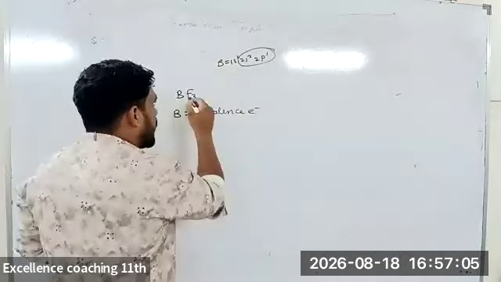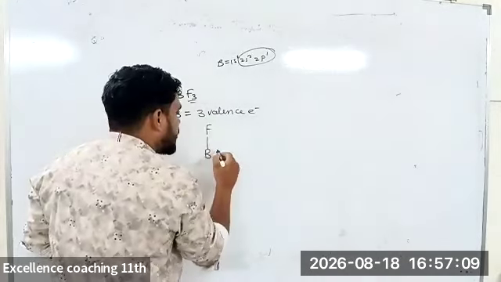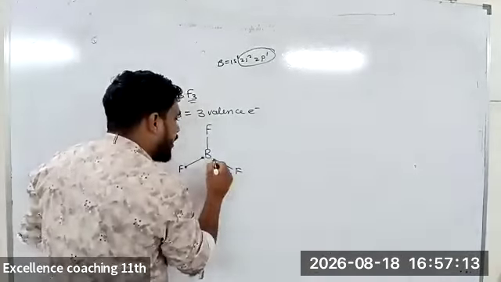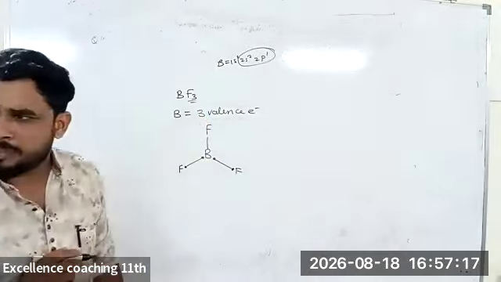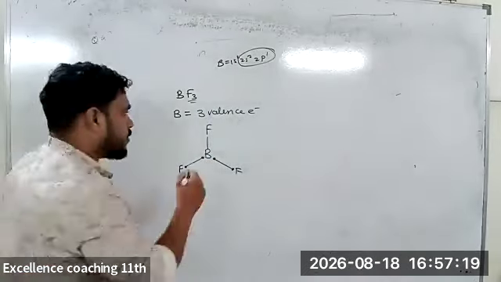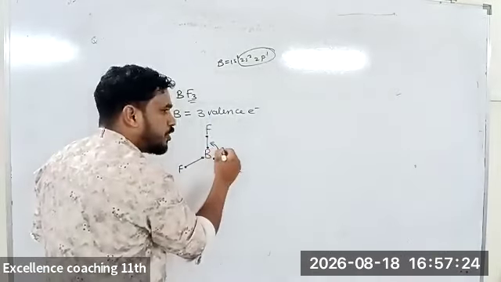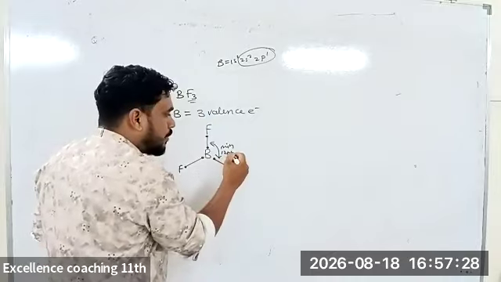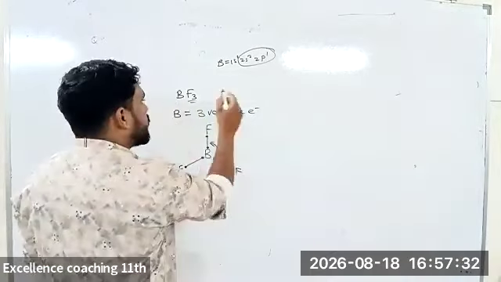3 bonds. How many fluorines do we have? 3 fluorines. So we have to arrange those fluorines in such a way that the distance between the bond pairs is maximum. The electrons involved in the bonds are called bond pairs of electrons. So we have to keep them so that the repulsion between the two bonds is minimum. At what angle do we have to keep them? 120 degrees.